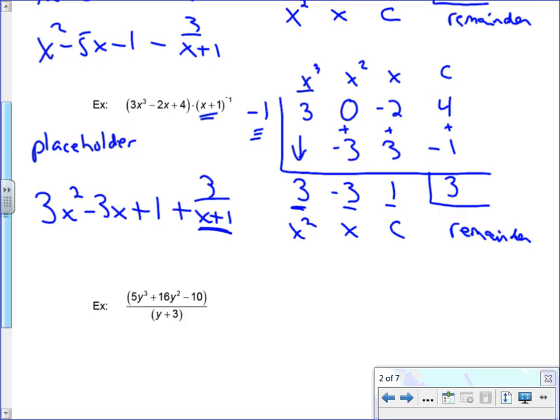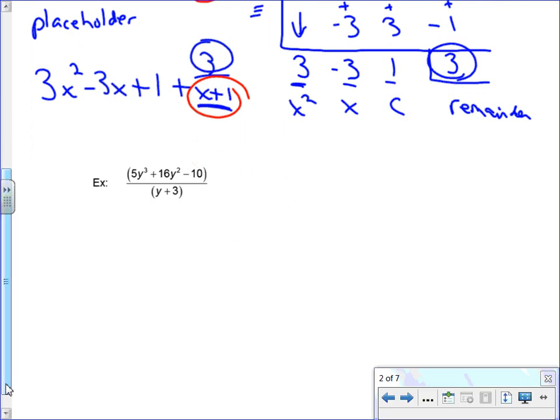Just to make sure, this 3 comes from here, and this denominator is what you divided by right there. Okay? So one more where we have to do a placeholder. If you want to stop right now, this would be a good place to stop and see if you can set this one up correctly. And then come back in and take a look and see if you did it right. Or you can just take it as notes.